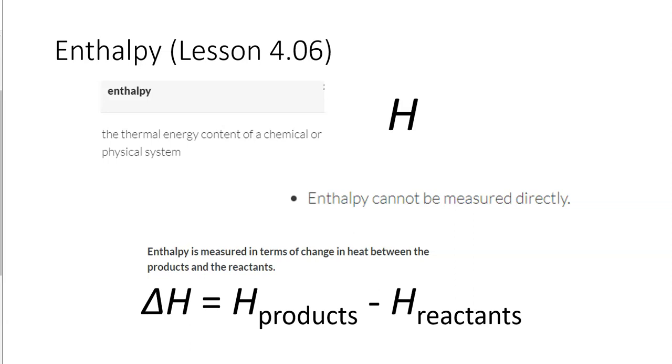All right, kiddos, today we're going to talk about enthalpy, which is lesson 4.06. Couple of things to think about, a couple of questions to get your brain going here.